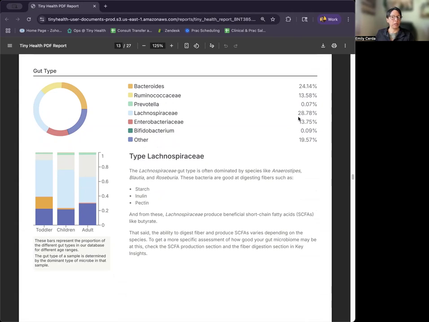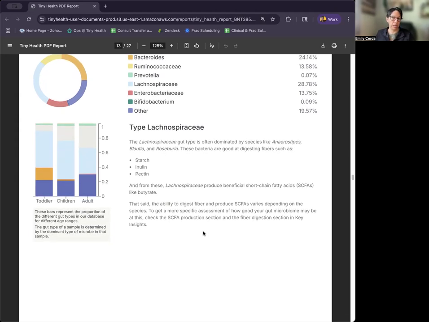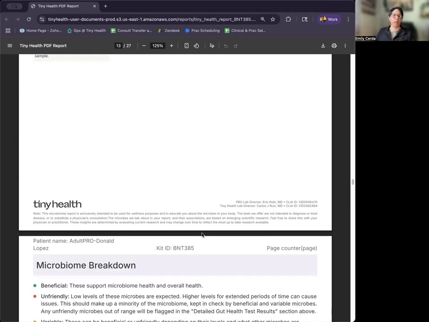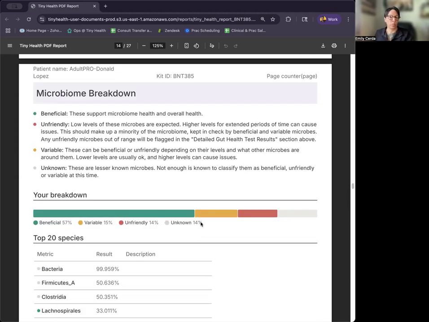So gut type is determined by the dominant type of bacteria in the individual's gut. And we can see that this individual has a Lachnospiraceae gut that is great at digesting fiber and creating butyrate. So that may be something that as you're working with the patient, you want to lean into when it's appropriate in their care plan.